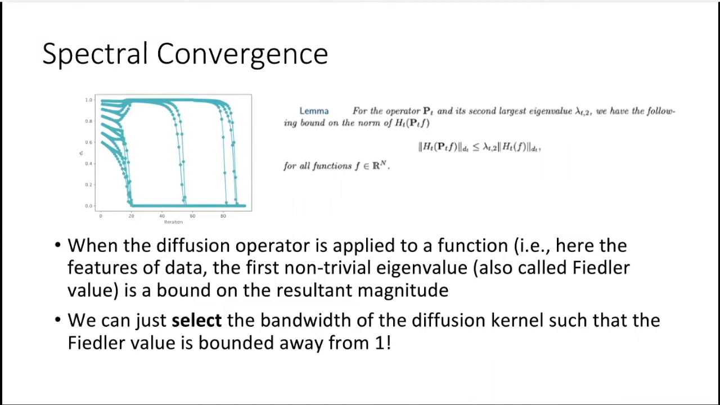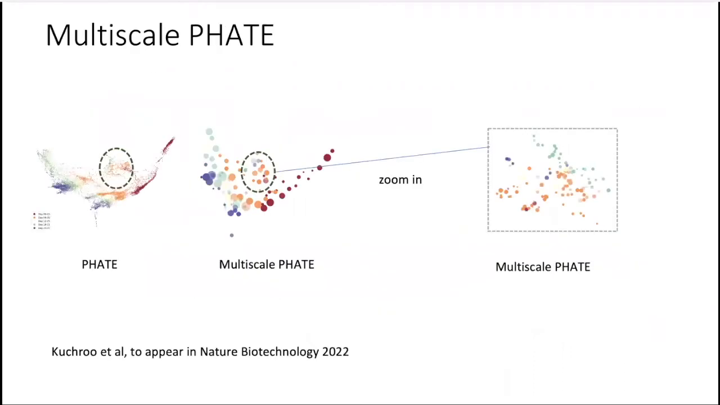When the diffusion operator is applied to a function, the first non-trivial eigenvalue is a bound on the resultant magnitude. And so again, we can select the bandwidth of the diffusion kernel such that the eigenvalue goes away from 1. What's more, we can speed it up now. Every time it's going towards 1, we can change the bandwidth and make this speed up, and this leads to convergence as well.